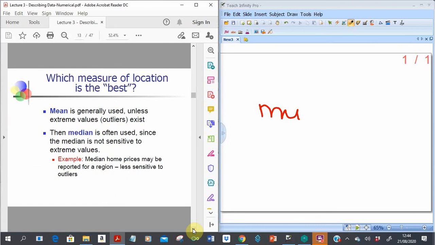So which measure is the best? The mean is generally the most used, unless you have extreme values. The median is also good, because it's not sensitive to extreme values. So it just depends on you what you want to use, either the mean, the median, or the mode.